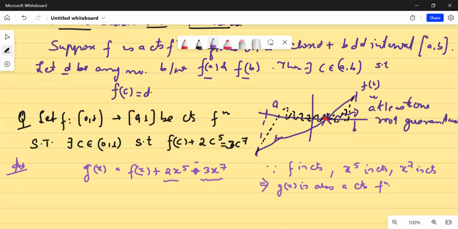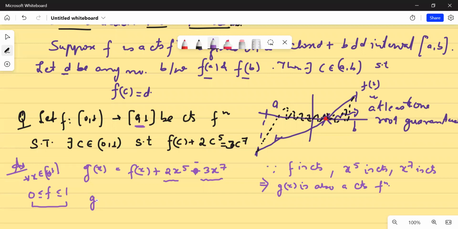Is that clear? Now, since g(x) is a continuous function, and I know that my function f, for all x belonging to [0, 1], lies between where to where? Your f lies between 0 and 1, because after all, the range of f must be either equal to the codomain or contained in the codomain. So in general, I can write that my function f would lie between 0 and 1.